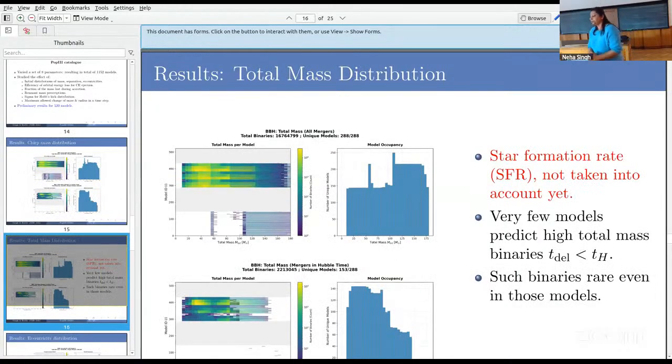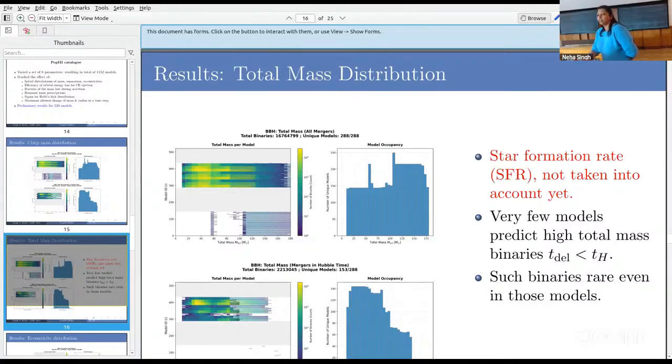Then in this plot, it's much easier to understand the models in terms of the total mass distribution. So I show similar plots for the total mass. Here is the model number, and this is the total mass. You can see here, whatever assumption we made, not many binaries were formed in this so-called mass gap. There were heavy binaries which were formed. We were able to form binaries with total mass of 175 solar masses with almost 200 models, and the total models plotted here are 288. So the bulk of the models produced very heavy binaries.